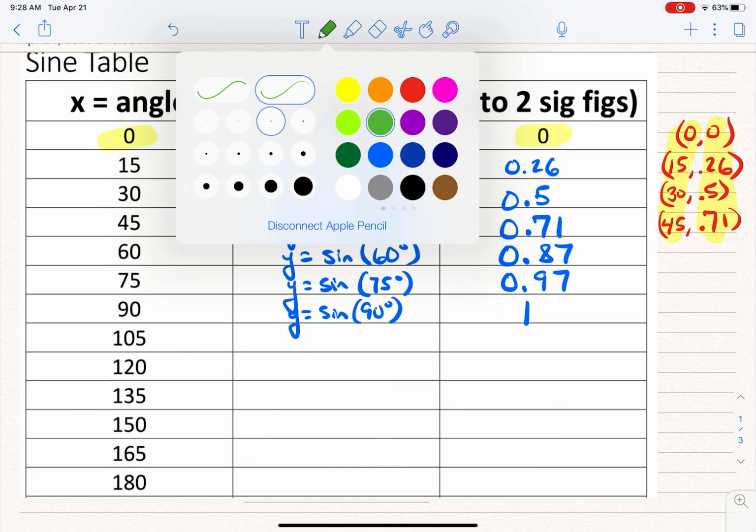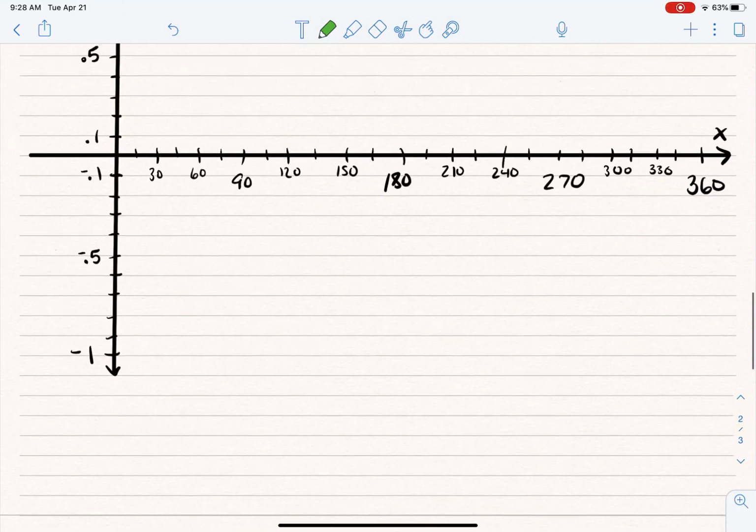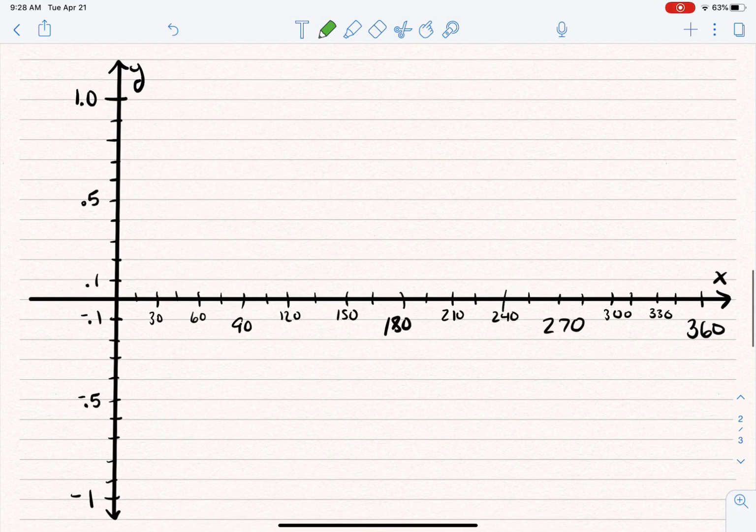So let's go down and take a look at that. So 0, 0, that's easy. That's here. Now 15 is this first little dash, but my y value was 0.26. So I think about that and I go, well, here's 0.1, here's 0.2, 0.26 is going to be a little bit more than halfway to 0.3. So I'm going to say it's probably right about there. Okay, that's not too hard.